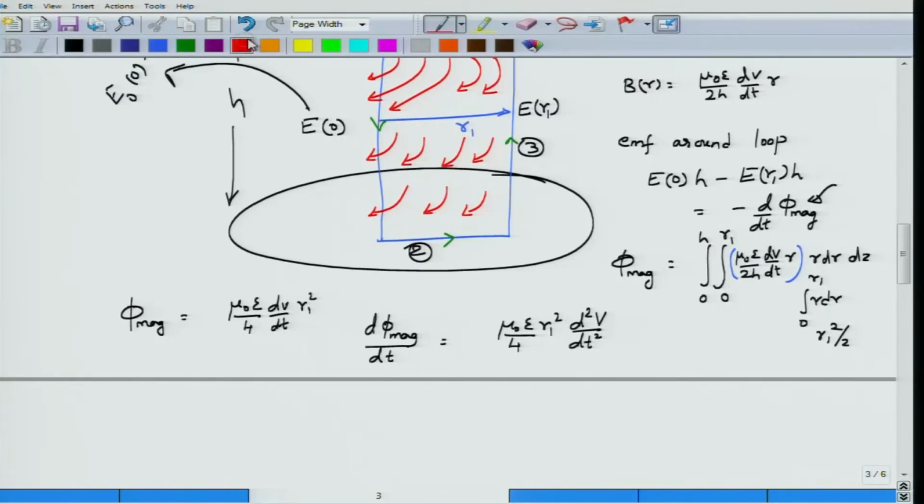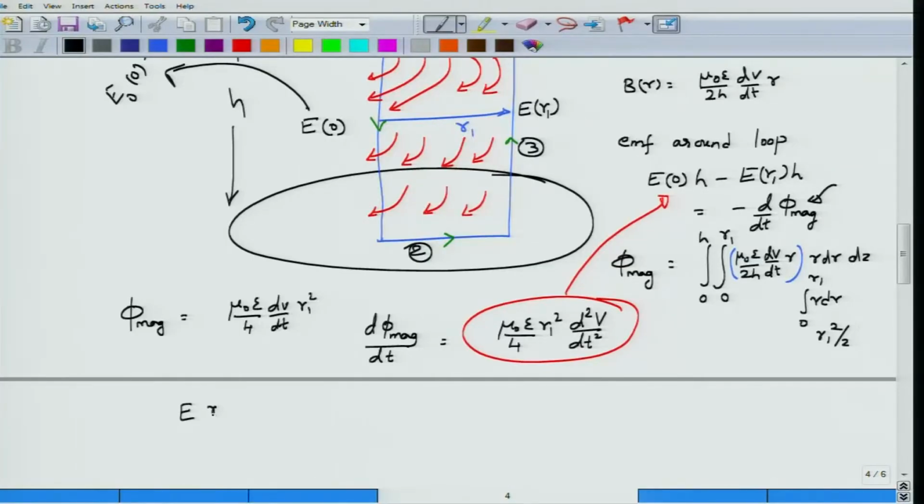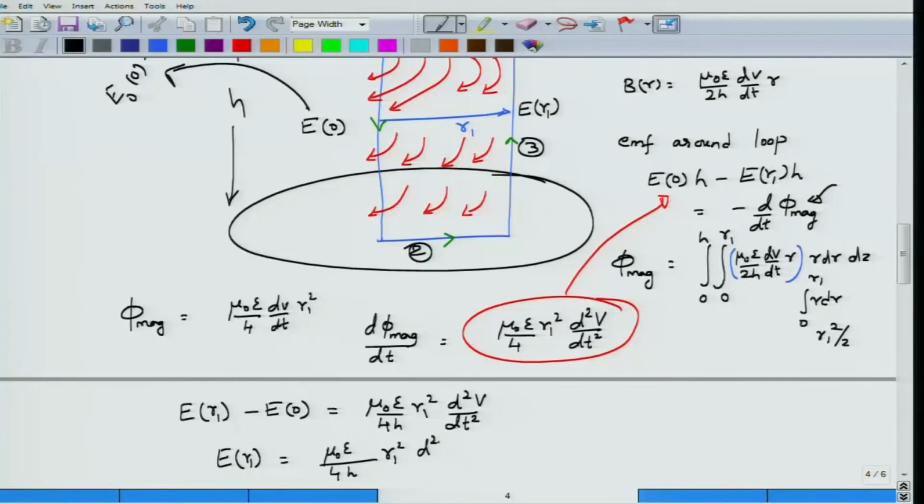This quantity, or the negative of this quantity, must be equal to this E of 0 h minus E of r 1, which will allow me to write down E at r 1 minus E of 0 is equal to mu 0 epsilon by 4 h r 1 square d square v by dt square. In other words, E of r 1 is equal to mu 0 epsilon by 4 h r 1 square d square v by dt square plus E of 0.